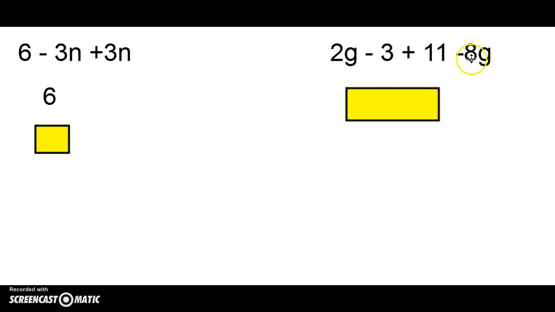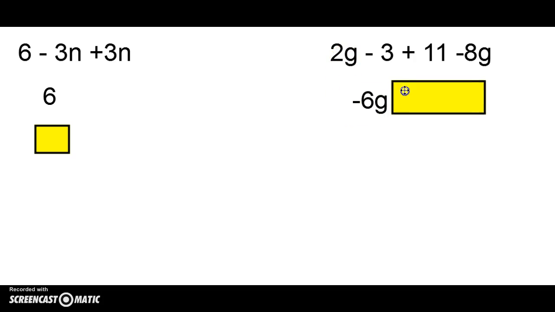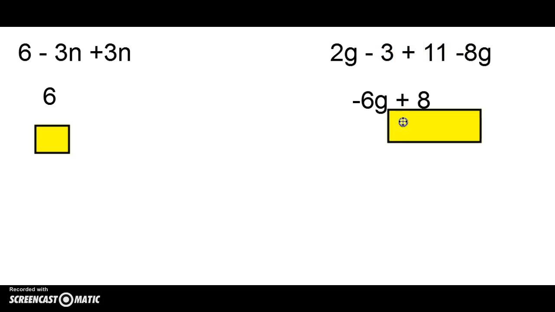Here you have negative 8g and 2g. Those are the like terms. And so you would say negative 8 plus 2 would be negative 6g. And then here, 11 minus 3 is 8.